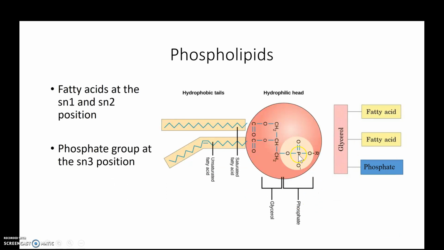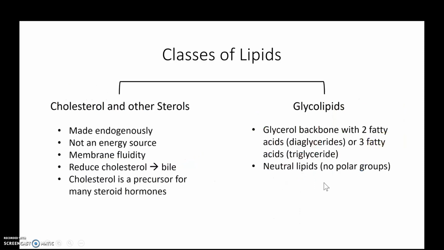In terms of these phospholipids, the fatty acids are attached to the first and second carbon. This carbon right here is known as the SN1, and the second carbon is known as the SN2. So the fatty acids here are attached to the SN1 and SN2 positions, and the phosphate group right here is attached to what is known as the SN3 position.